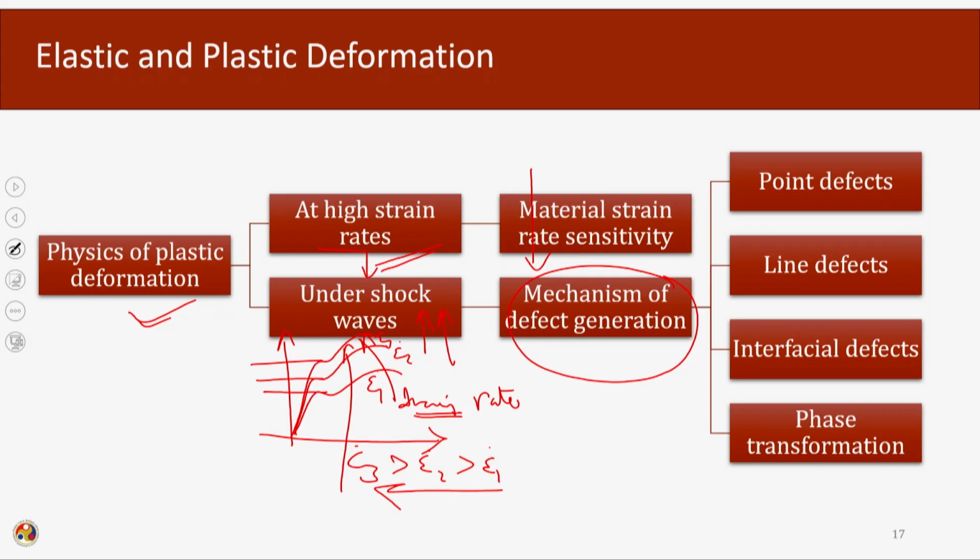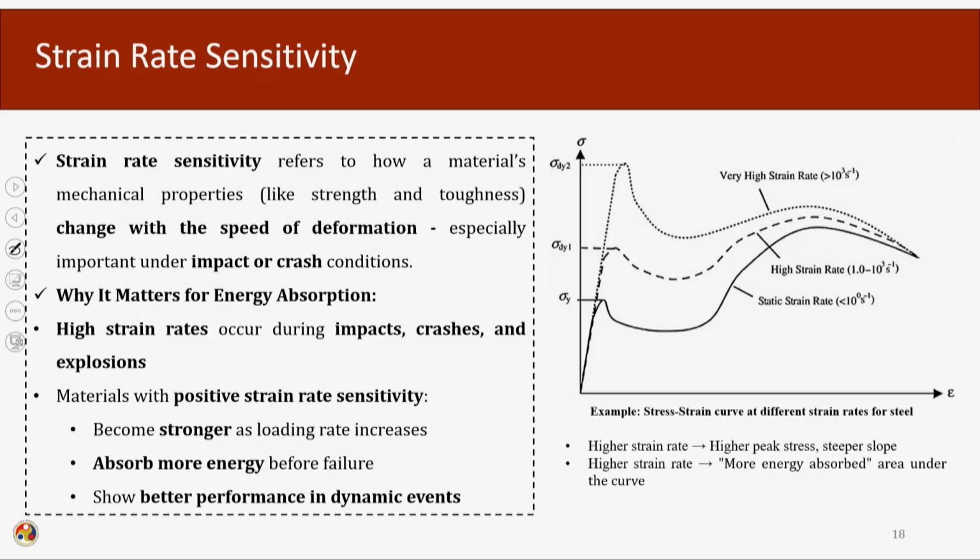We will be looking into the point defects that propagate, the line defects, and the interfacial defects that normally occur in composites, and we will be looking into phase transformations. Moving ahead, we will be looking into the strain rate sensitivity.